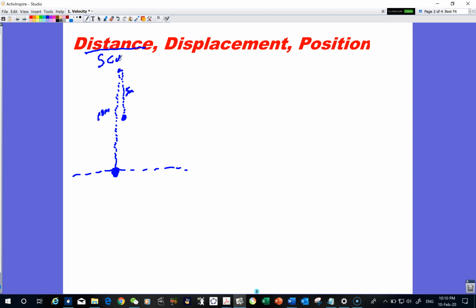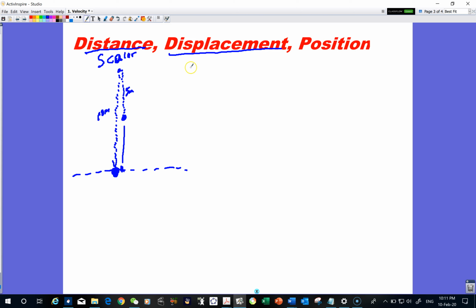Distance is a scalar quantity. It's a scalar. It doesn't have direction. You do not say whether the object is moving up or is moving down, but the total length it has traveled so far. If the object now comes back down to this level, the distance it has traveled will be 10 plus 10, which is 20 meters.